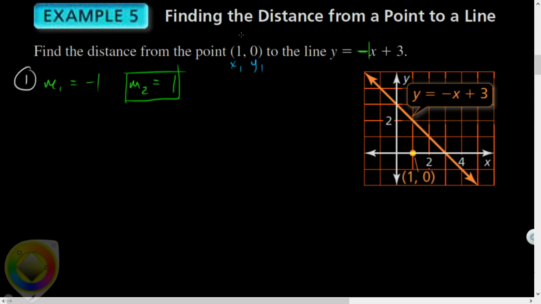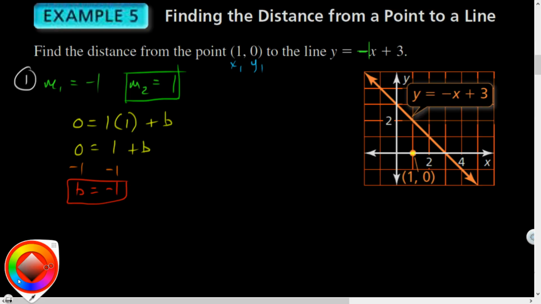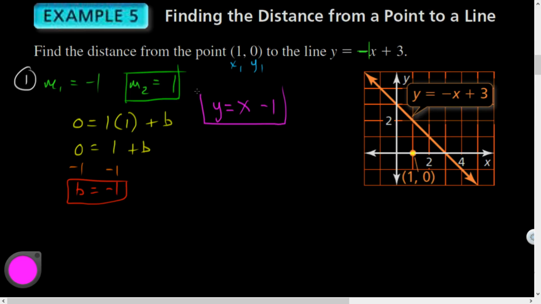And I'm going to plug into y equals mx plus b. I'll plug in 0 for y, 1 for m, and 1 for x, and we'll solve for b. So 0 equals 1 plus b. And we'll subtract 1 from both sides. I get b equals -1. So the equation of our line, I'll make it our equation purple, is y equals 1x, or just x, minus 1. So that's the equation of our line.